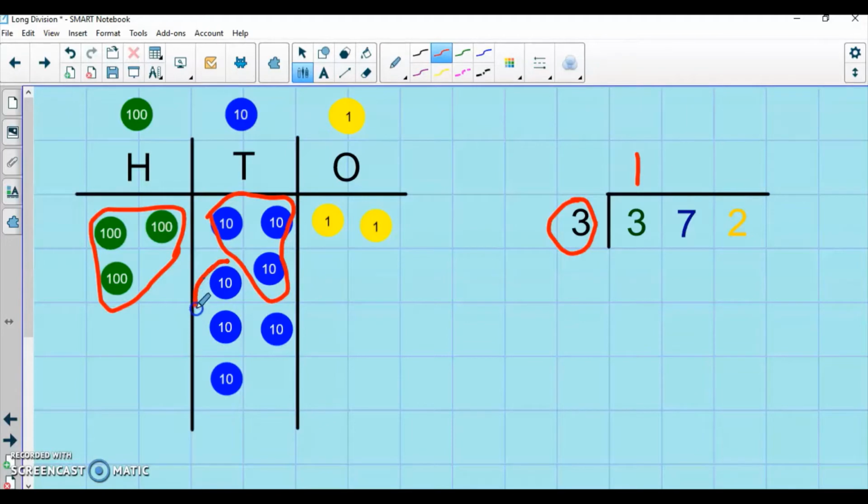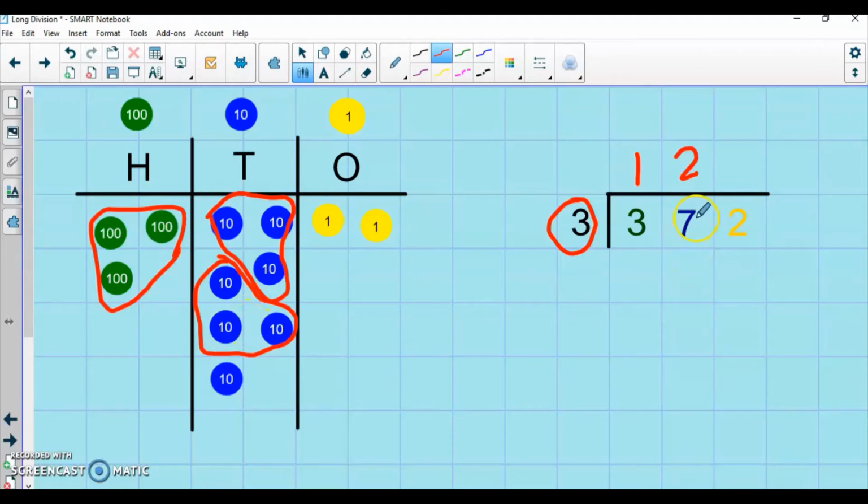I've got one group there. I've got another group just here. And I've got a 10 left over. So I've got 2 whole groups. And that's what this part at the top here is concerned with: how many whole groups there are.